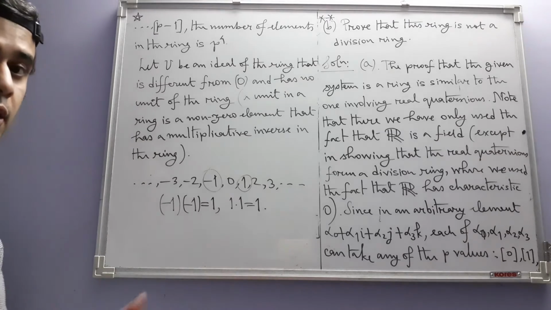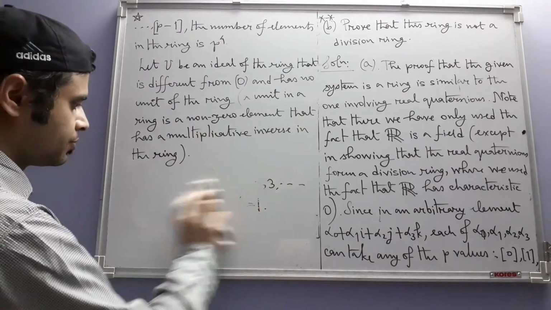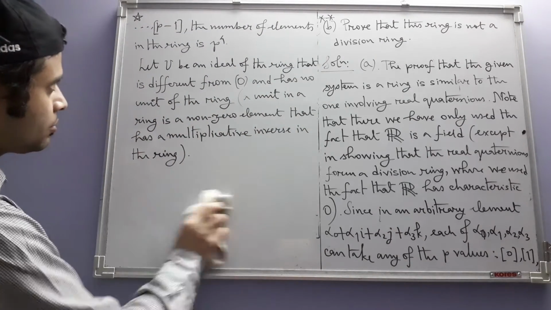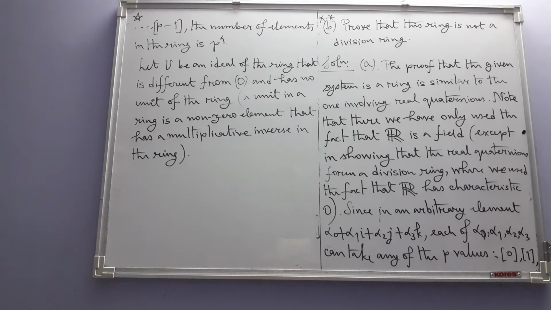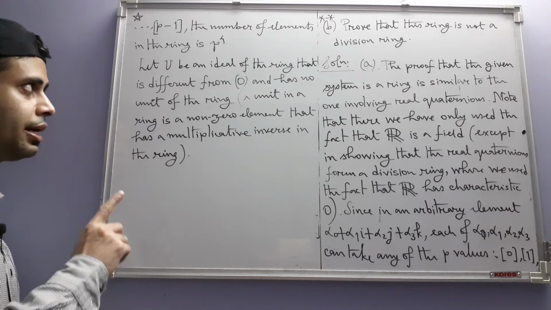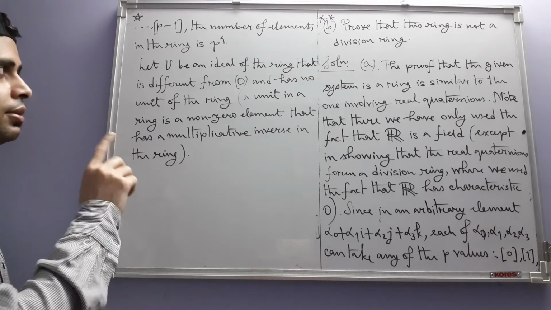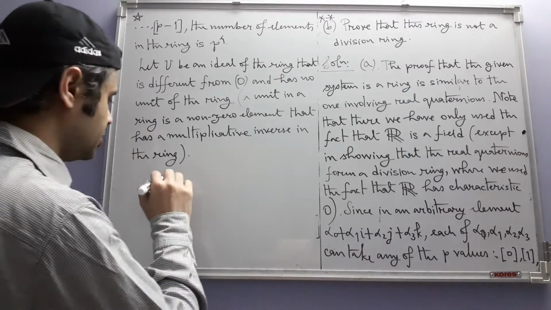After some sections we will get to that concept. So now the ideal we have considered is an ideal that is different from the zero ideal, and also it has no unit in it. What happens when an ideal contains a unit of the ring?